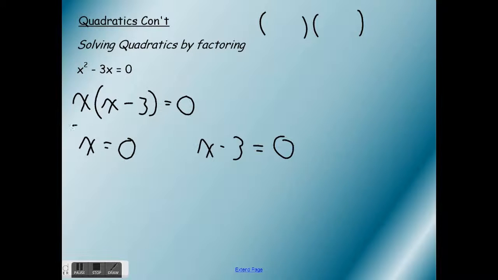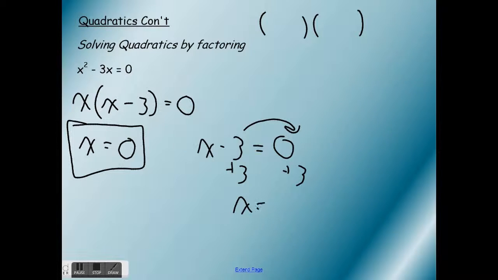Okay? So my first solution is here. Very straightforward. And then this, I just have to solve for x. So I bring that over, right? Add 3. So x is equal to 3. So with quadratics, you're going to have 2 answers. Sometimes your answers might end up being the same, which is possible. So in this case, 0 and 3 is my solution.